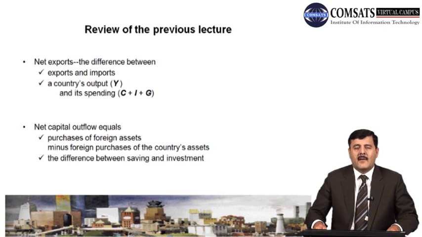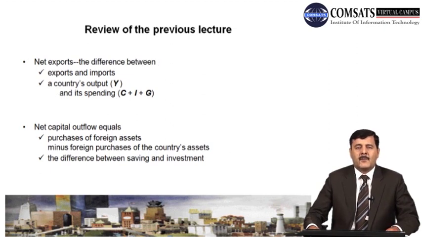So we said that the net exports are the difference between exports minus imports, or you can say it is the difference between countries' output, that is Y, and its spending, which is C plus I plus G. So that tells us the net exports. So net exports could be positive, could be negative, and could be zero.